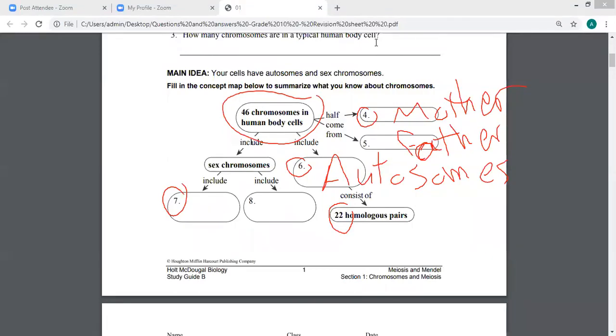When you see the karyotype, number 23, it is used to identify male from female. X and Y, sir. Excellent. Who said that? Yusuf. Excellent. X and Y. XX is female, XY is male. Okay?